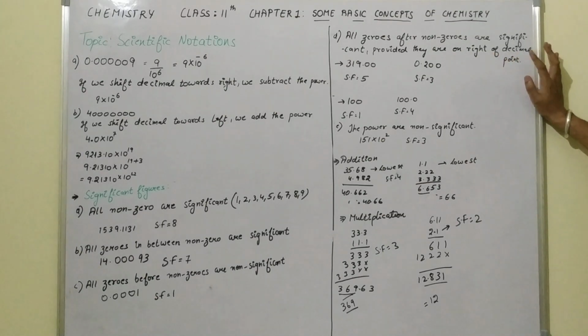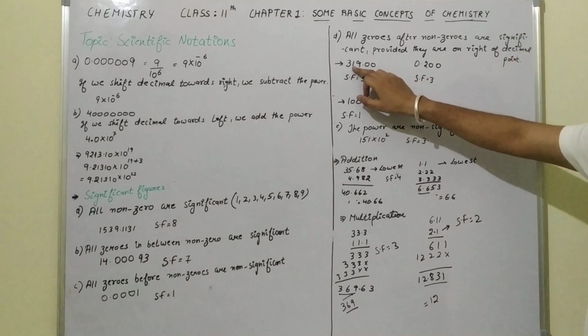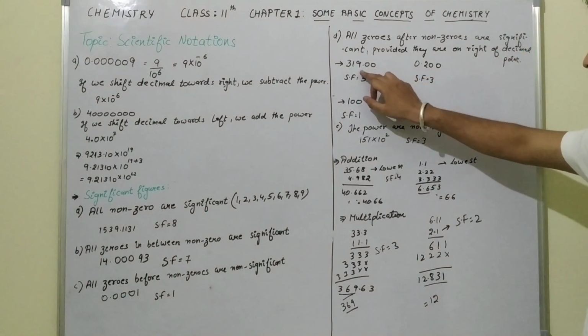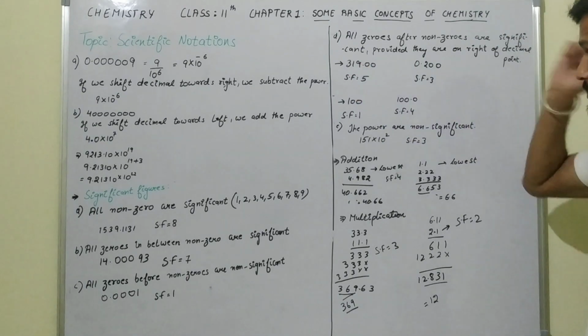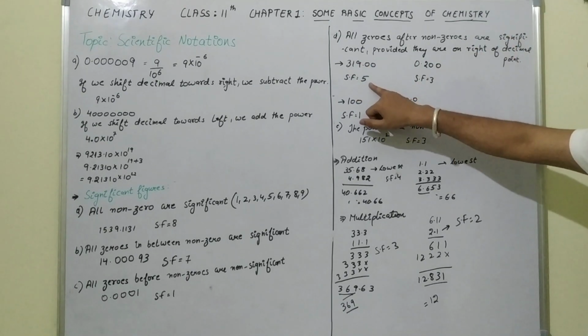Clear? I will explain here with the example like 319.00. Here the zeros are after the significant figures. So here significant figures are 5.